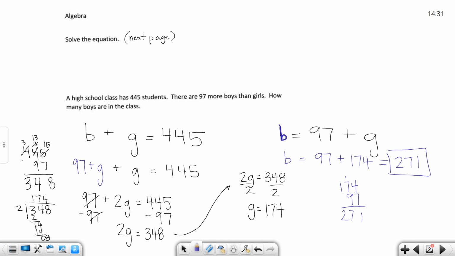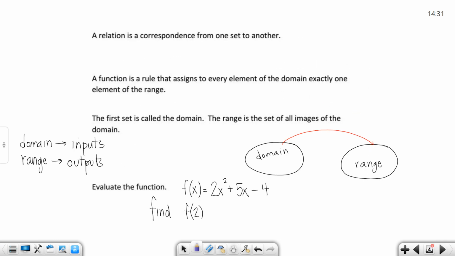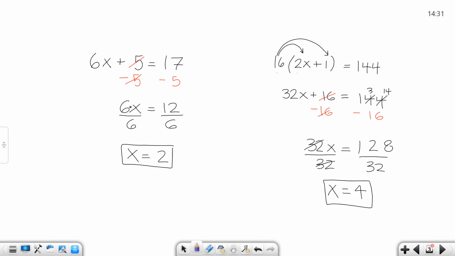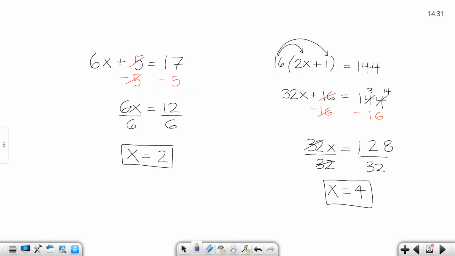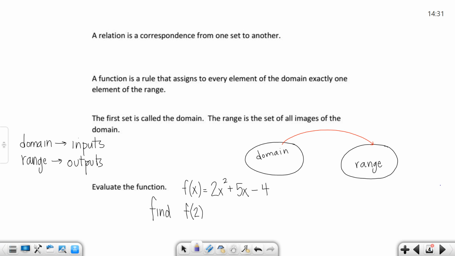So the first part of this lesson this week is algebraic equations. So we did the basic ones right here. And then we did some with a little application or word problem. The next part that you have is something called functions.